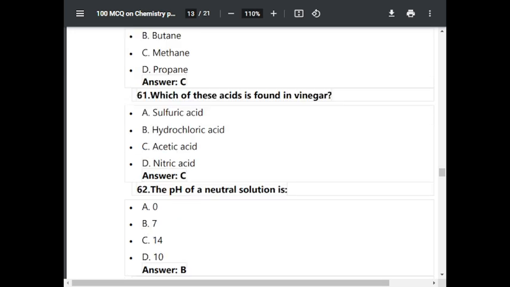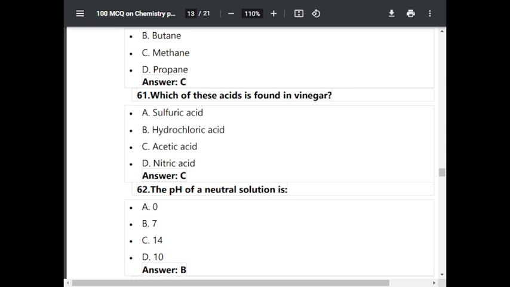Question number 61. Which of these acid is found in vinegar? Option A, sulfuric acid. Option B, hydrochloric acid. Option C, acetic acid. Option D, nitric acid. The correct answer is C, acetic acid is found in vinegar.